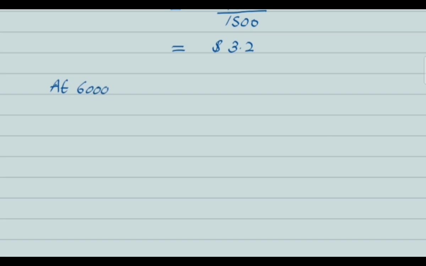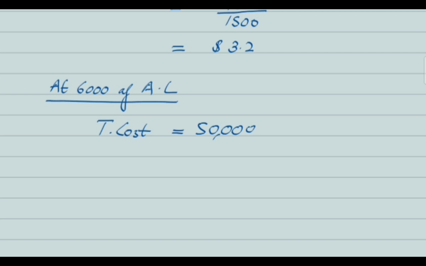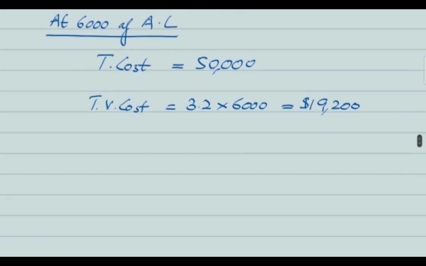At 6,000 of activity level, we have been given total cost 50,000. Now we need to consider what is the total variable cost at this level. Variable cost per unit is $3.2 multiplied by activity level of 6,000, and it will give you a total variable cost of 19,200. So at 6,000 of activity level, we have total cost of 50,000 and total variable cost of 19,200.